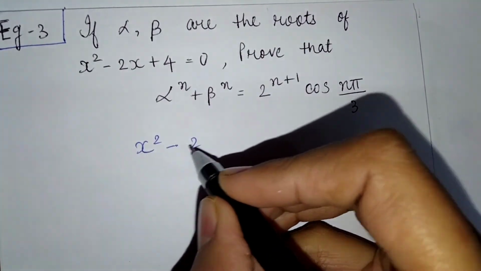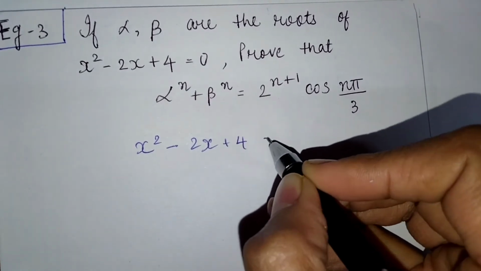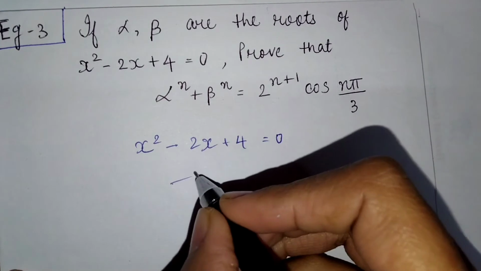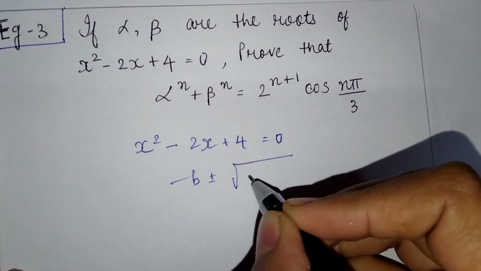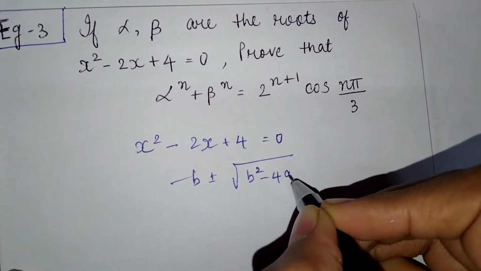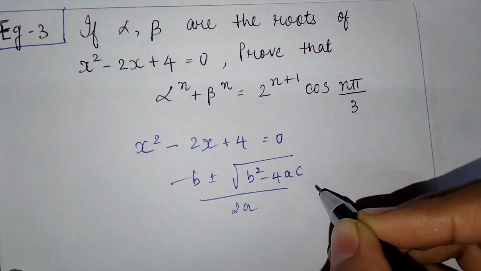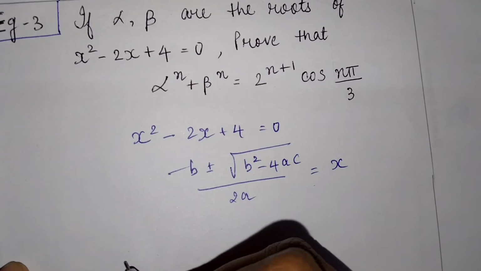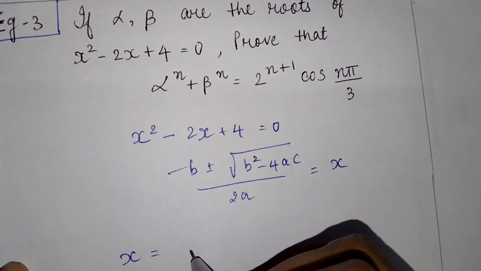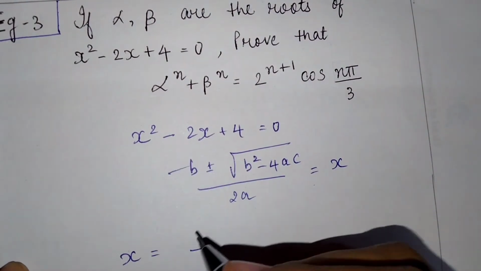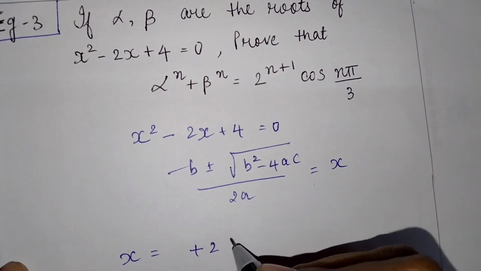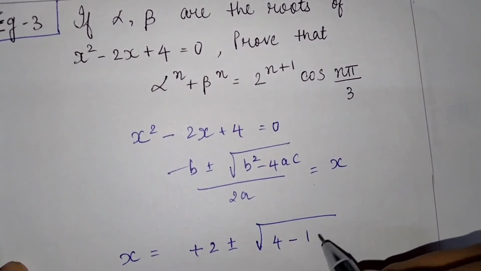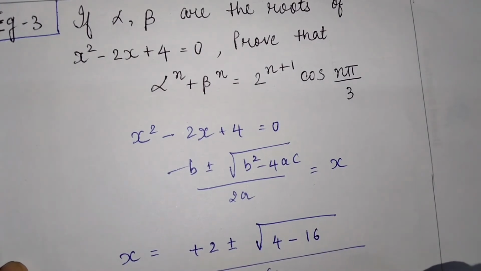So x square minus 2x plus 4 equal to 0. Then according to the formula minus b plus or minus square root of b square minus 4ac upon 2a, if we solve, then we will get the values of x. So we will get x equal to minus, this is already minus, so b will become plus, so 2 plus or minus square root of b square, that is 4 minus 16, upon 2a, which is already 1.